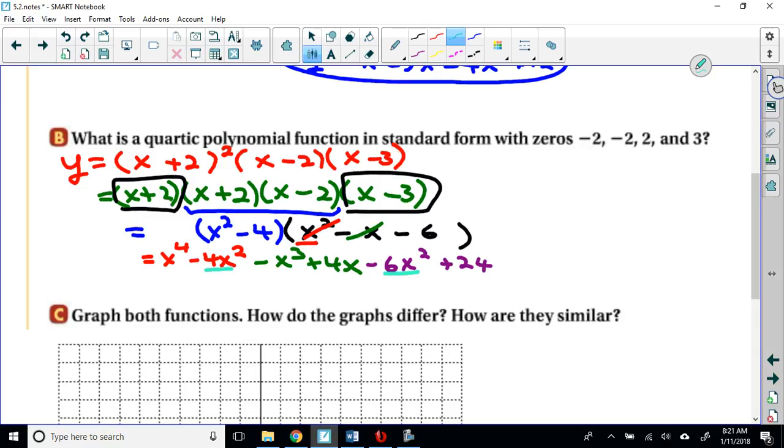And there's really not many like terms there. So here it is. y equals x to the fourth minus x cubed minus 10x squared plus 4x plus 24.